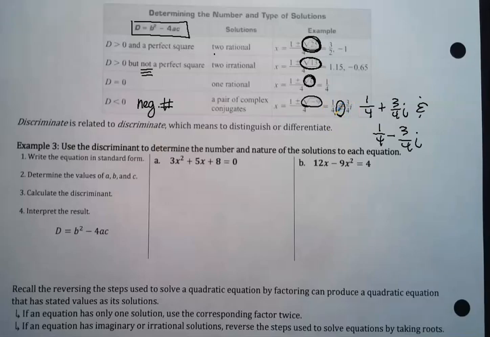Okay, so the discriminant is related to discriminate, which means to distinguish or to differentiate. We're differentiating between these. So example 3 says use the discriminant to determine the number and nature of the two solutions. That was given up here. So in this, the number and the nature. The number is 2, the nature is irrational. So this first part is the number of solutions, and this is the nature of the solution.